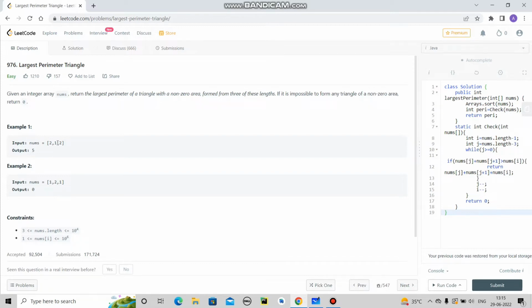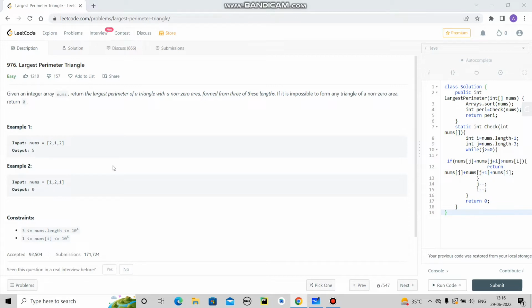Here the sum of the smaller two sides, 2 plus 1, that is 3, is greater than 2. So therefore a triangle is formed and we have simply returned the sum of these three sides. But here the sum of the smaller two sides, which is 1 and 1, which is just 2, is not greater than 2, therefore a triangle cannot be formed and we are returning 0.